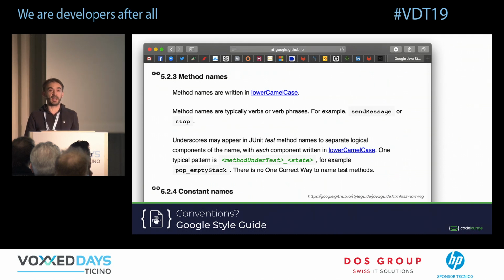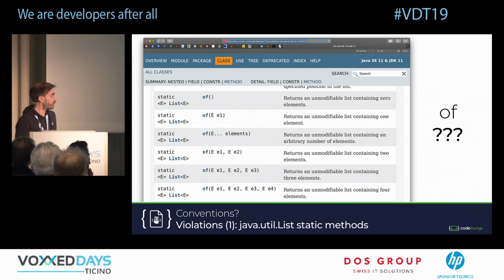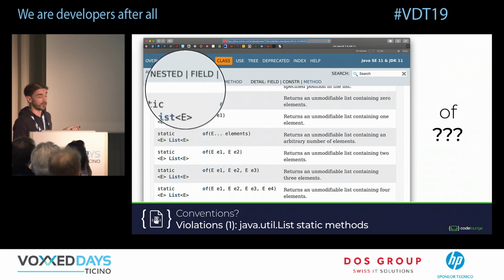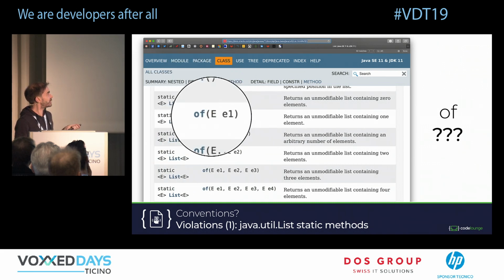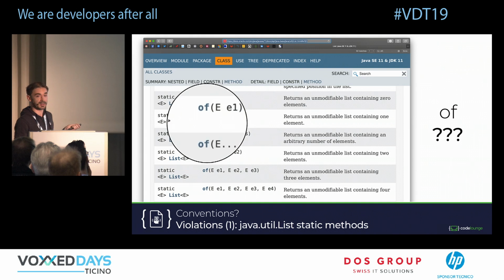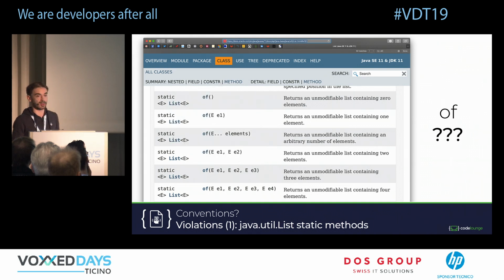Is this true always, if you take the JDK or the Google APIs? And I would say no. For example, this is Java 11, part of the JDK, and these are methods in the List interface. These are static methods that are useful to construct immutable lists. And this is not even a noun, it's a particle, and it's just "of". So this is the name of the method. Why do you have something like that?